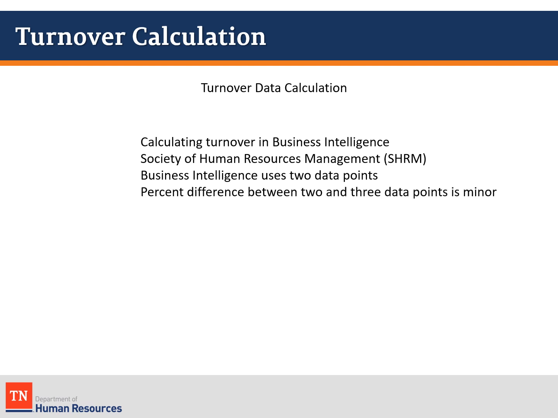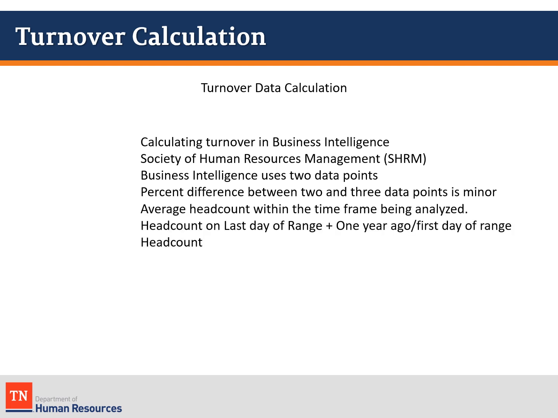DOHR has compared variances of using 3 data points versus 2 data points. In most cases, the difference was tenths or hundredths of a percentage point. In BI, the average headcount is determined by the headcount on the last day of the range being analyzed and the headcount from the same day of the previous year, or the first day of the range, whichever is applicable for the data being analyzed.